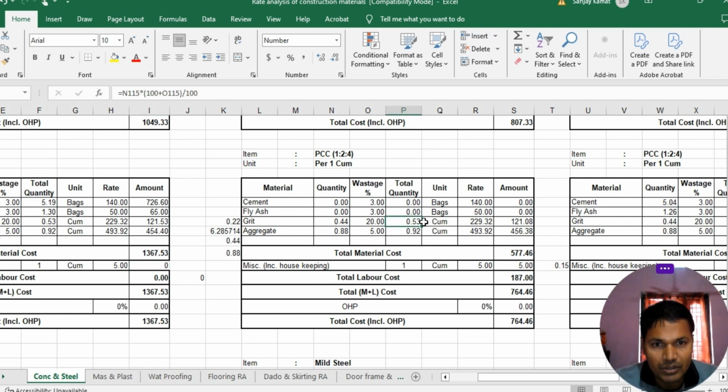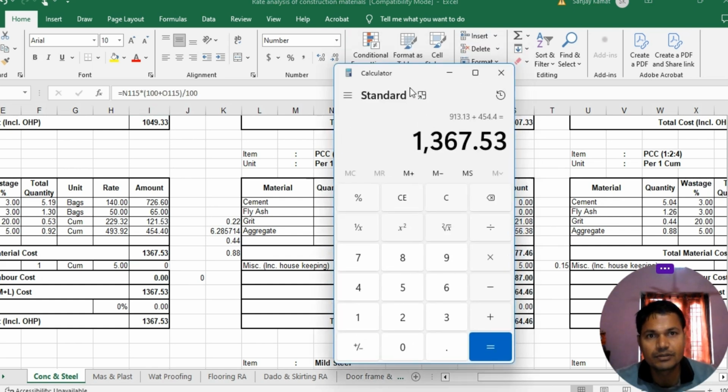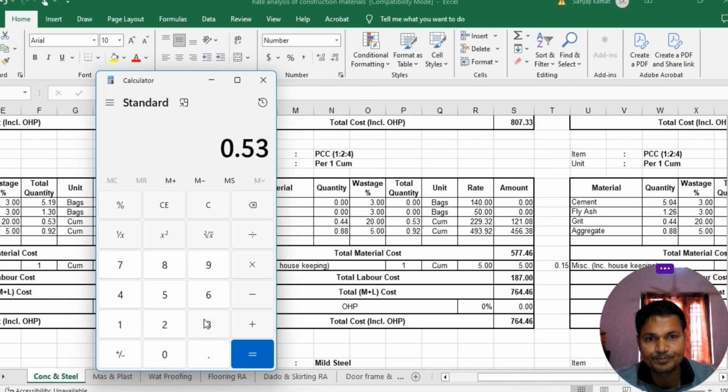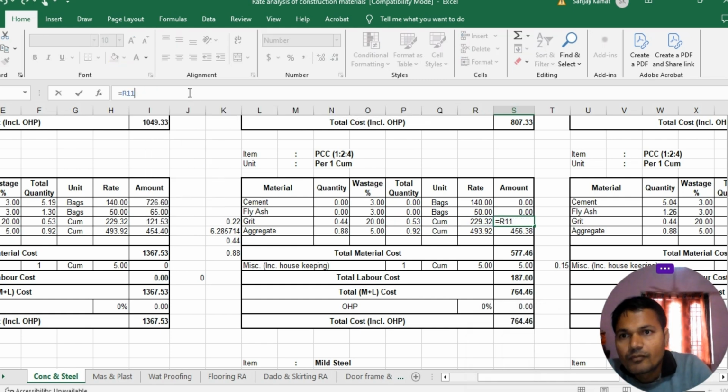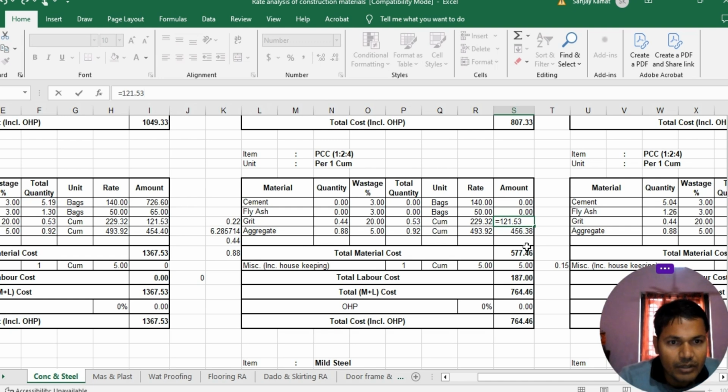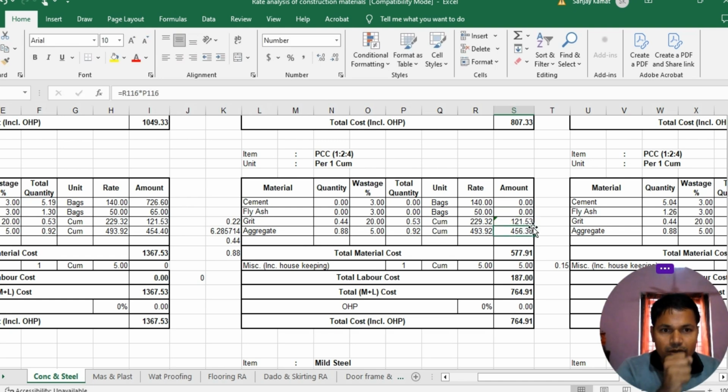See, our total quantity is how much? 0.53 into 229.32. If you do, how much is it coming? 121.53. So let's edit this value. 121.53. That's coming. So we will write the same value, not more, not less.